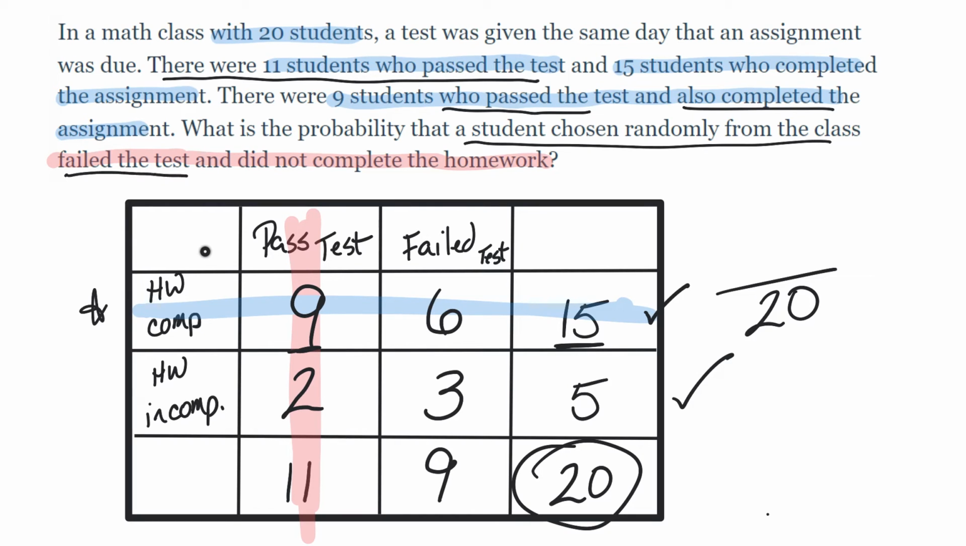Failed the test and did not complete their homework. Well, failed the test is made up of this column, and did not complete their homework is made up of this column. So the total number of students that failed a test at the same time they did not complete their homework would be 3 out of 20. Or if we change this to a decimal, this would be 0.15, about 15%.